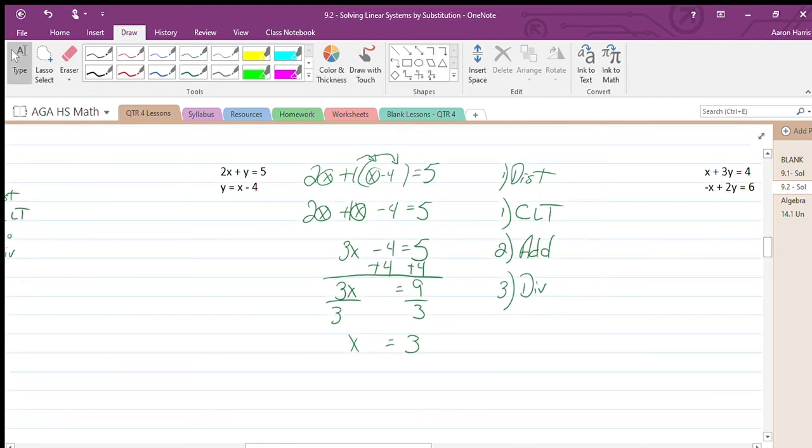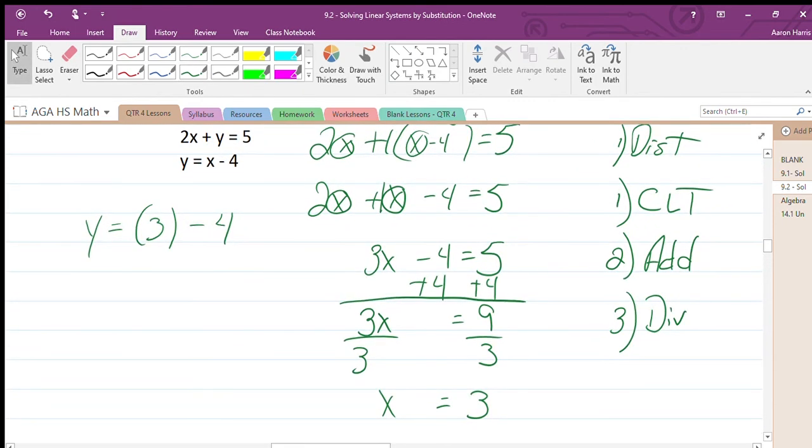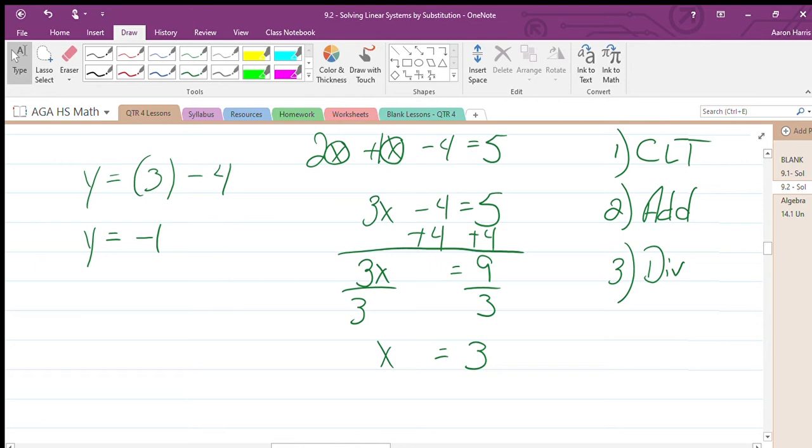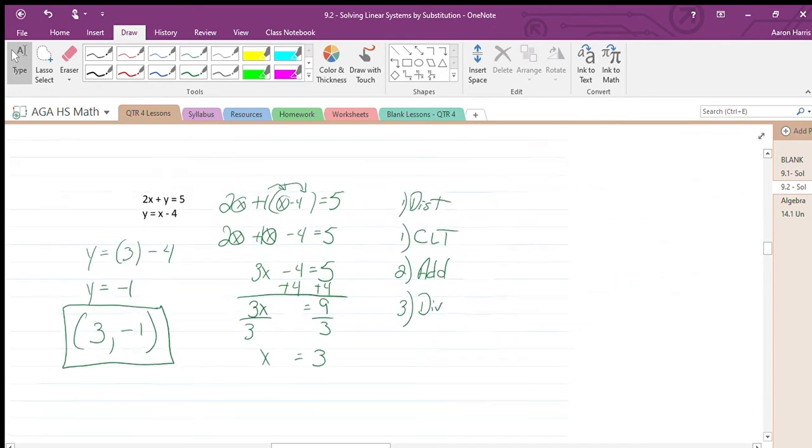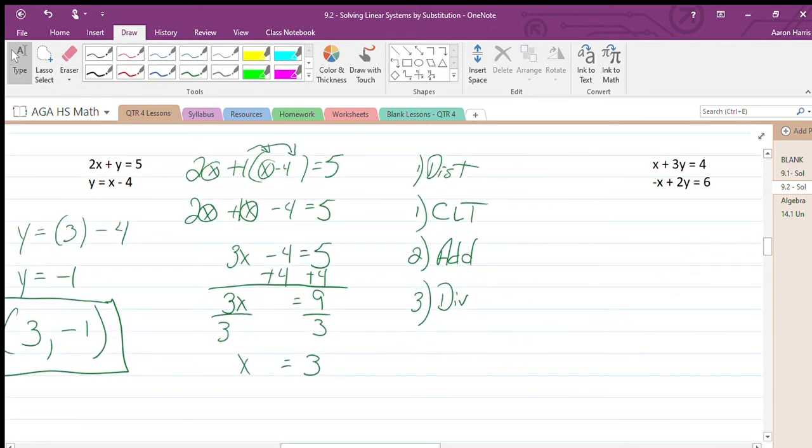What do I solve for now? Yes, the y. But first, I need to what? Substitute what I know x is back in. And now, the first step will be PEMDAS. I get y is equal to, what's 3 minus 4? You got it, -1. So, what's my answer? X is equal to what? 3. Y is equal to what? -1. This is my answer. This is where both lines do what? Intersect. That's where both lines intersect.